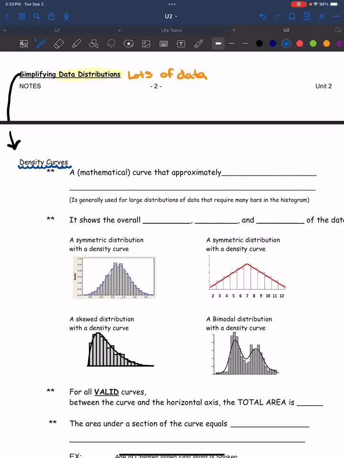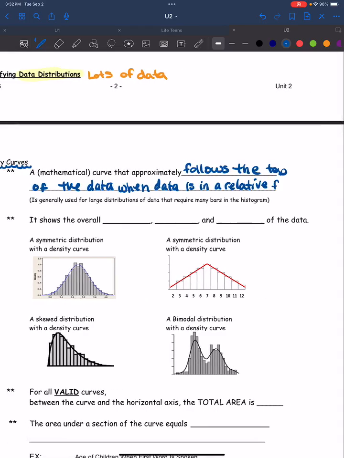A density curve is a curve that approximately follows the top of the data when data is in a relative frequency histogram. Remember, relative kind of means percent. So all that means is everything's in terms of percent.